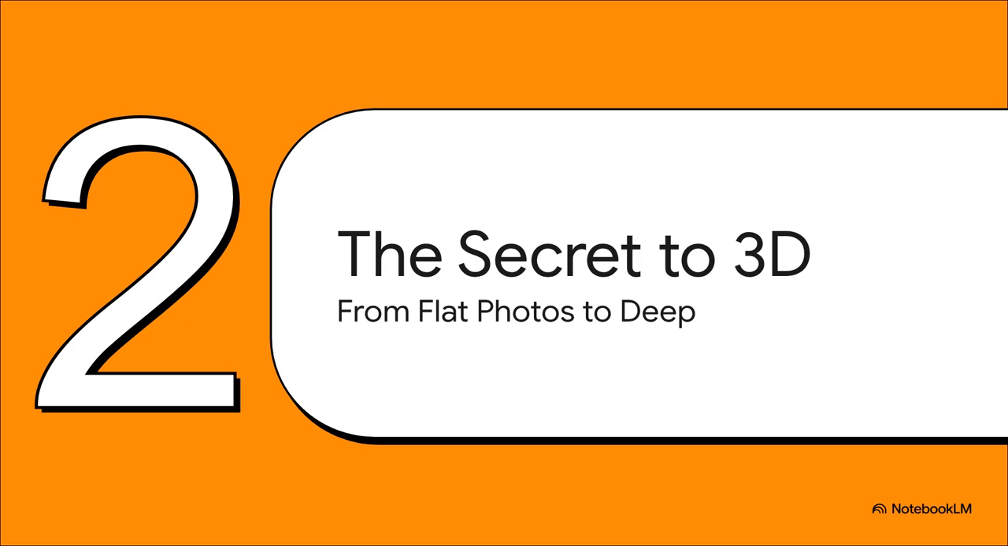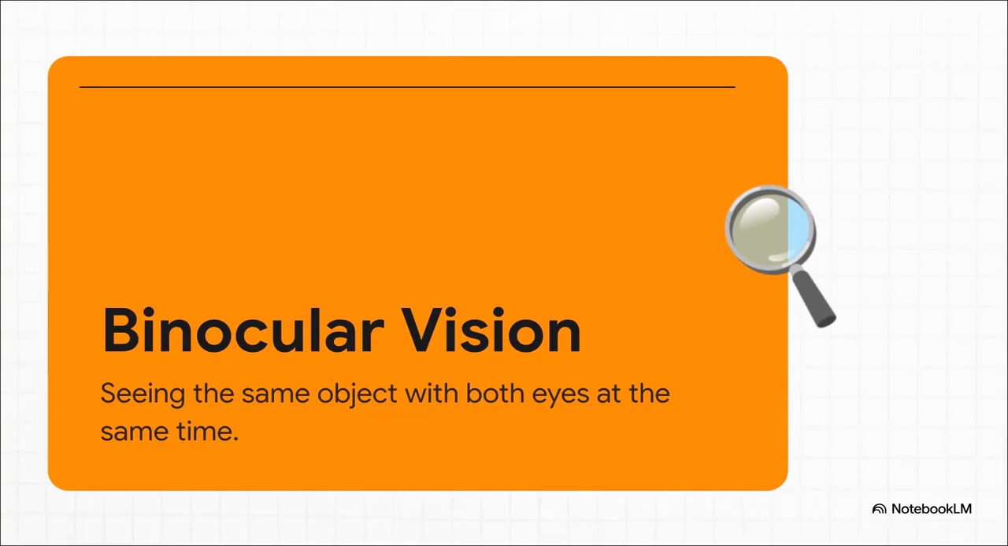Okay, so here's where it gets really cool. How in the world do we get rich three-dimensional information from a bunch of flat 2D pictures? This is the secret sauce, and believe it or not, the answer is inspired by something you are using this very second. It's called binocular vision. It's the simple fact that you have two eyes. Right now, each one of your eyes is seeing the world from a slightly different angle. You can try it. Hold your finger out in front of you. Close your left eye, then your right eye. See how your finger seems to jump back and forth? That little jump, that's the whole key.